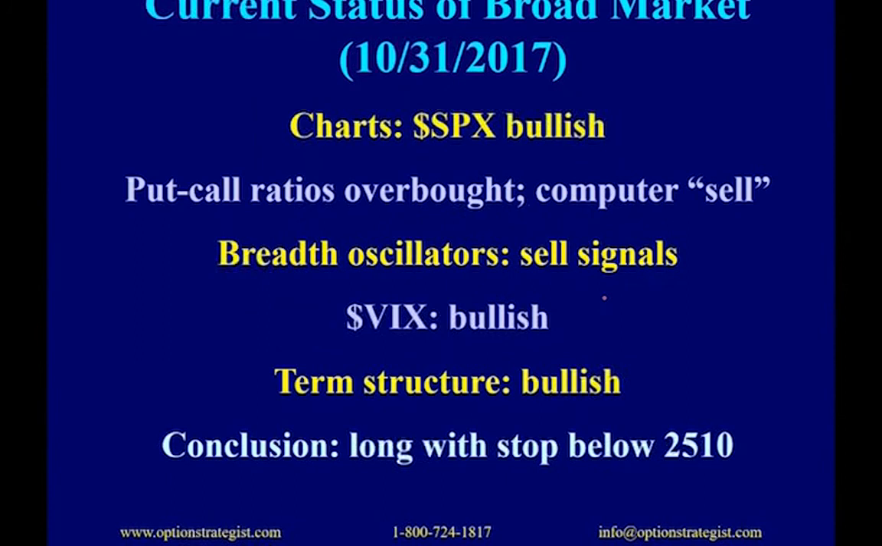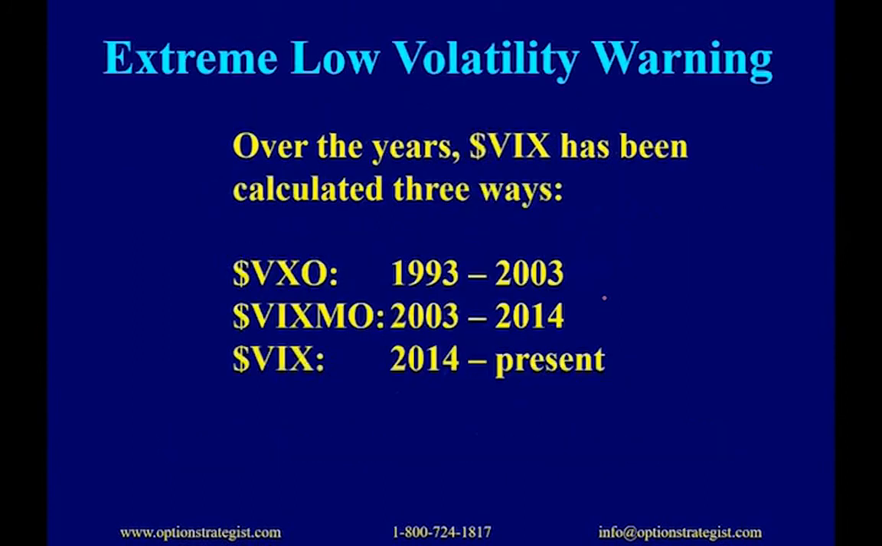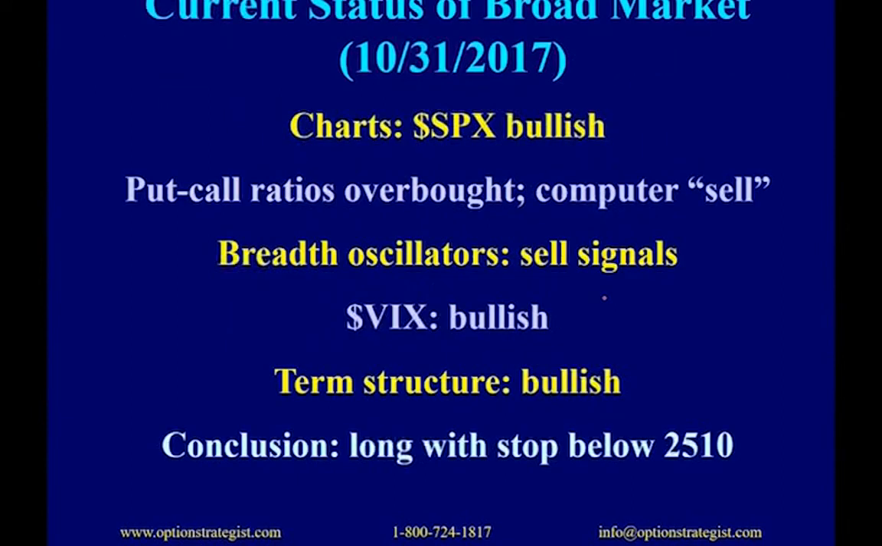So our status of the entire broad market, as of today, is that we saw the S&P 500 as bullish. The put-call ratios are overbought, and the computer's rating them as a sell. Breadth, we do have sell signals, but VIX is bullish. The term structure is bullish. So basically, we're staying intermediate term long with a stop below 25.10, that first support level.